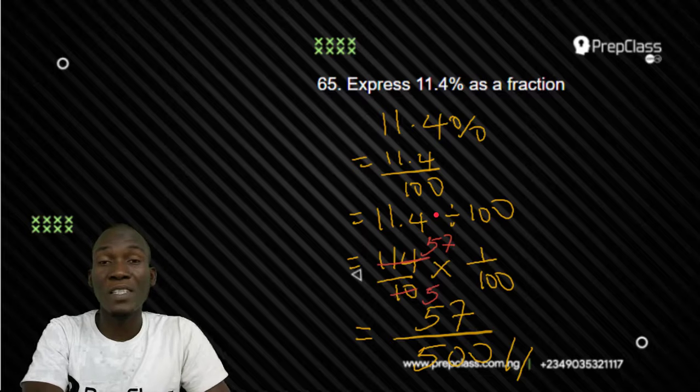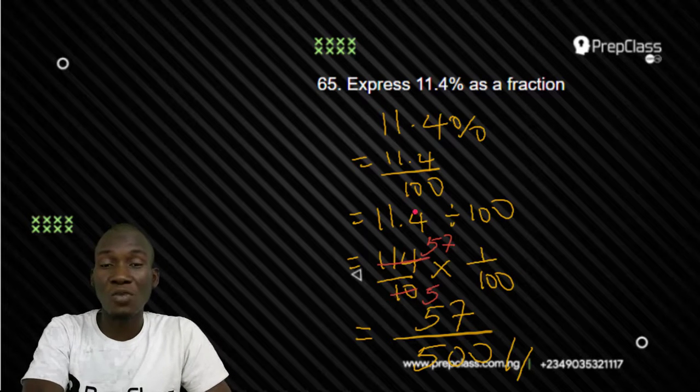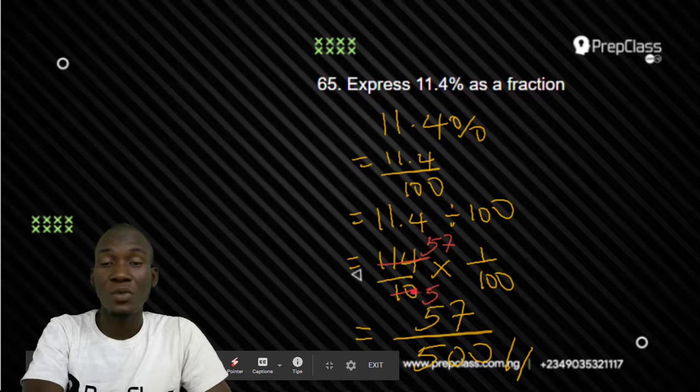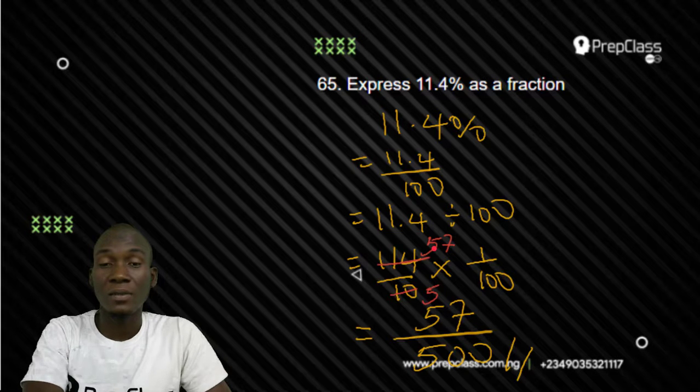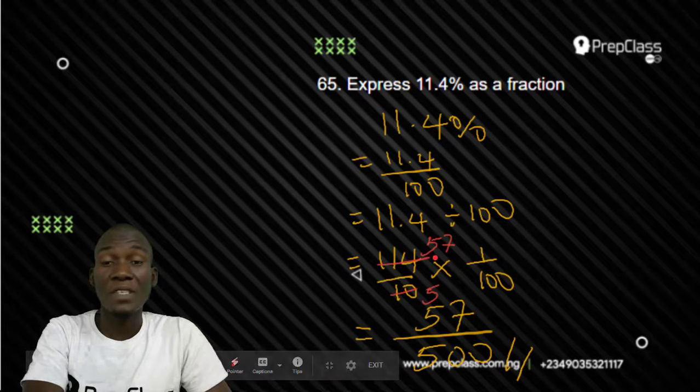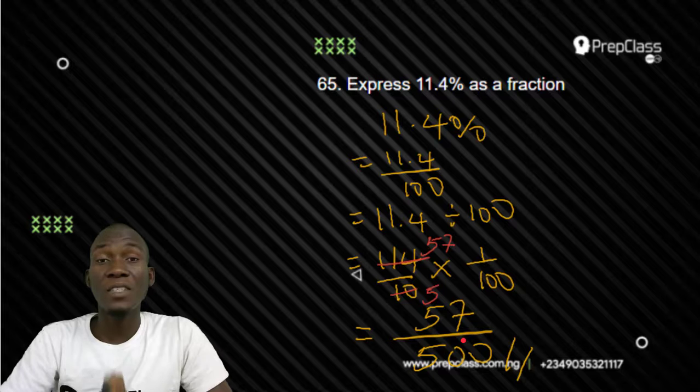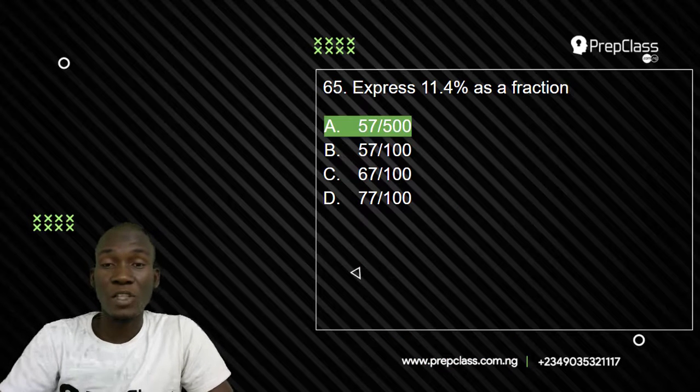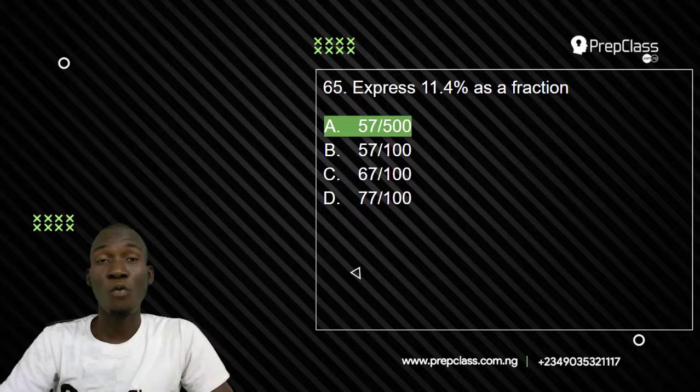Now 11.4 we can convert to a fraction. This is a decimal, so converting it to a fraction will give us 114, ignoring the point, divided by 10. Then division will change to multiplication, and 100 will now change to 1 over 100. From here, we can divide and break down into smaller form. 2 in 10 is 5. 2 in 114 is 57. At this point, nothing can divide. So we have 57 times 1 to be 57, and 5 times 100, that is 500. This gives us 57 divided by 500. And the correct option is option A, 57 over 500.